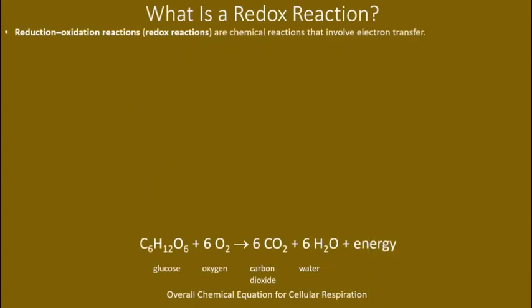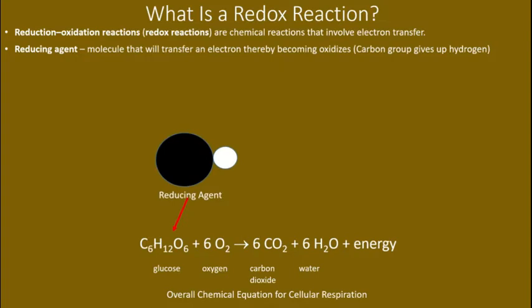Which brings me to my next point, a reduction-oxidation reaction, also known as a redox reaction. These are chemical reactions that involve electron transfer, and in this particular equation specifically, the electron transfers from hydrogens to other molecules. For this to work, you need a reducing agent. This is any molecule that will transfer an electron, thereby becoming oxidized. When we say the word oxidize, we mean that a molecule loses an electron. So in this case, the carbon group gives up a hydrogen. And since you know that hydrogens are made up of 1 proton and 1 electron, this becomes oxidized.